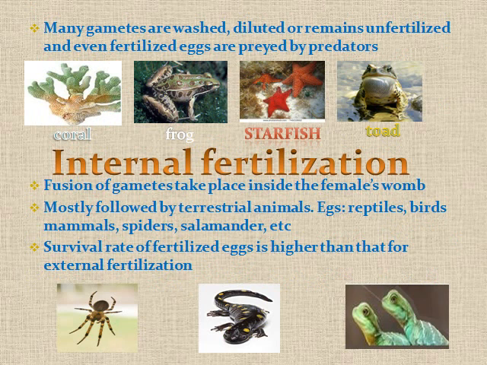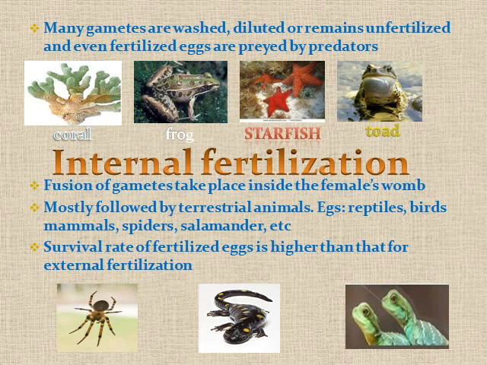There is never 100% fertilization of the gametes produced by the organisms. After spawning, not all the gametes get fertilized, as they need to tackle different environmental challenges. Some of the gametes are washed away by the water current, some of them remain unfertilized, and even the fertilized eggs are preyed upon by predators. That decreases the chances of 100% fertilization.